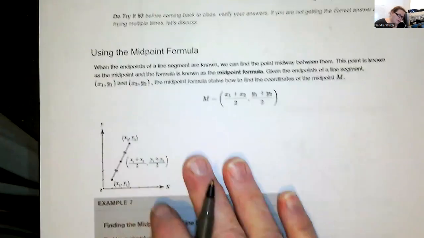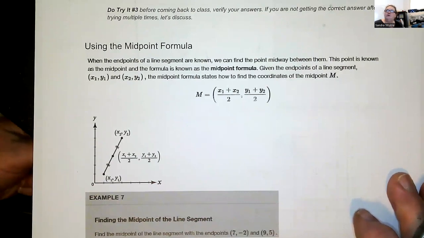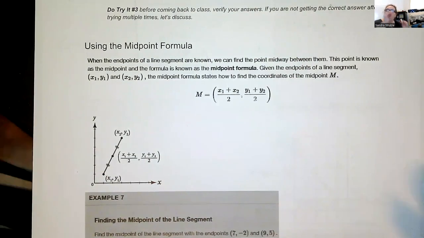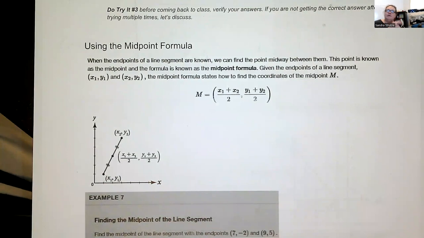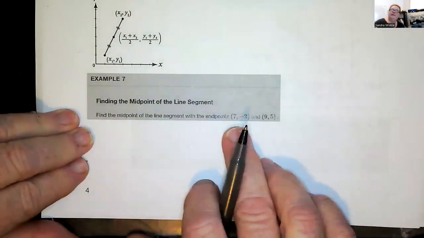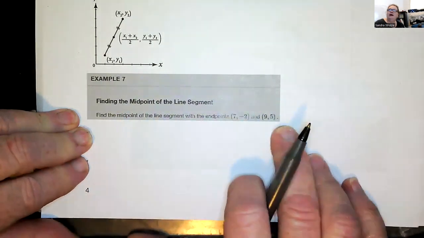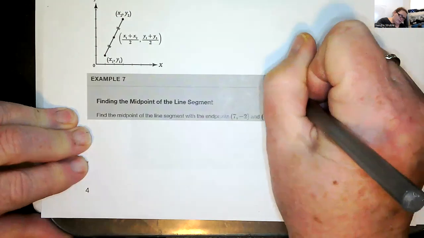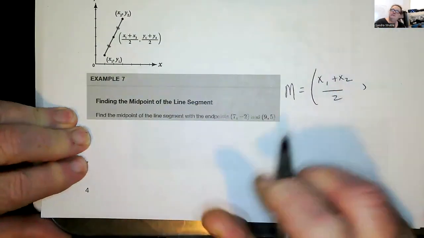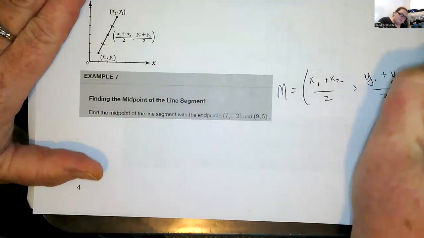Using the midpoint formula. So here's another formula for you to make sure you have in your notes. Given 2 points on a line, you can find the midpoint for those 2 points. All right, so let's do that. Find the midpoint of the line segment with endpoints 7, -2, and 9, 5. So the midpoint equals x1 plus x2 divided by 2, comma, because that's the x version of the point, and then we've got the y1 plus y2 divided by 2.